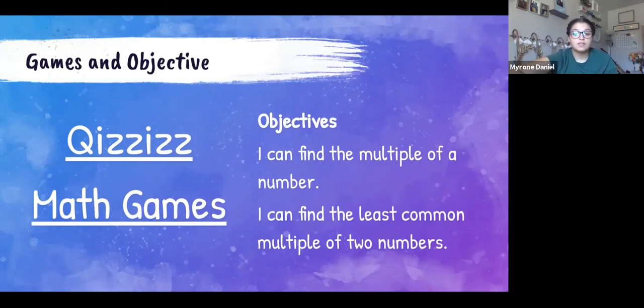And our objectives, again: I can find the multiples of a number, which we did with our T-charts. And I can find the least common multiple of two numbers, which we've done with our T-charts, our Venn diagrams, and also our factor trees, multiplying out our factors.